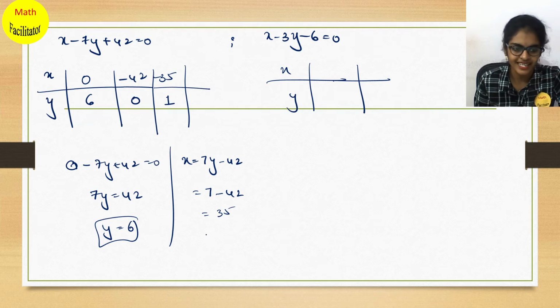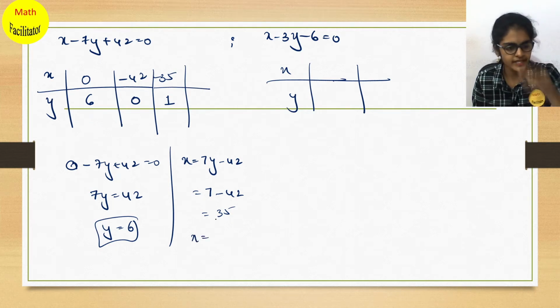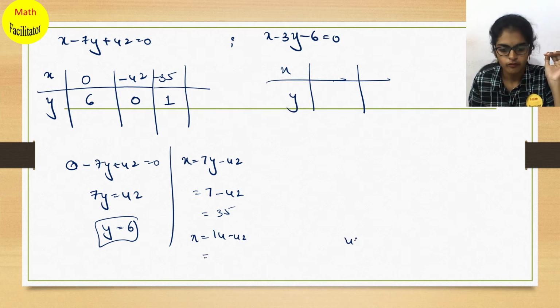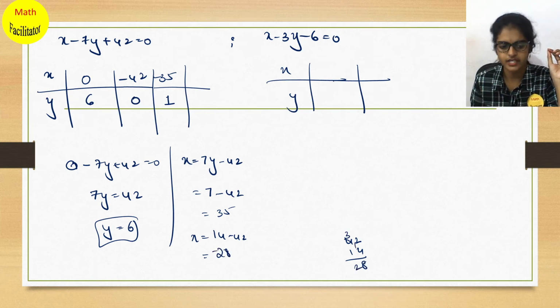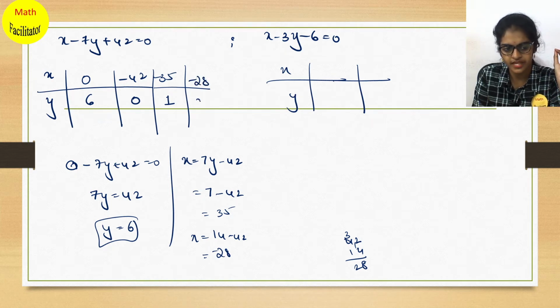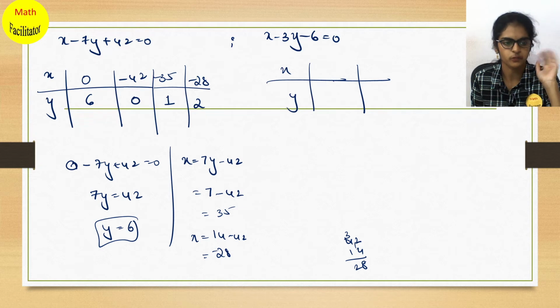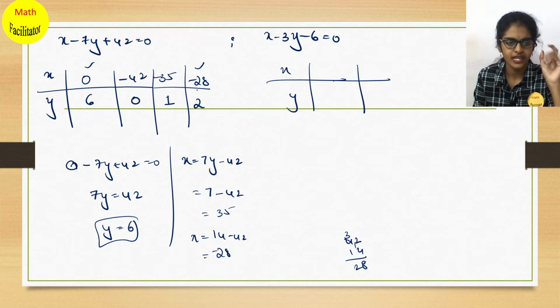So let's take y as 2. So x will be 7 twos are 14, minus 42. How much are you getting? 14 minus 42 gives minus 28. In multiples of 7 it is reducing, since you have 7y minus 42. So you can choose any of the values to draw the graph. I am choosing the less values, not so big values.